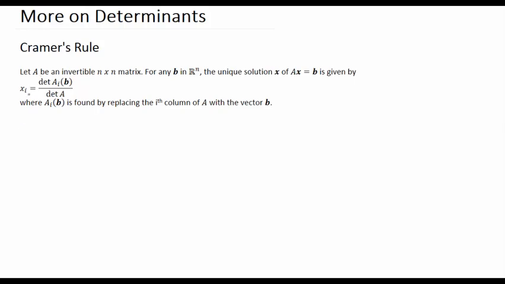x sub i equal to the determinant of A sub i of b divided by the determinant of A, where this A sub i of b is found by replacing the ith column of A with the vector b. So depending on the size of the coefficient matrix, we'll have one extra determinant. If the coefficient matrix is a 2 by 2, we'll be taking 3 determinants. If the coefficient matrix is 3 by 3, we'll be taking 4 determinants.